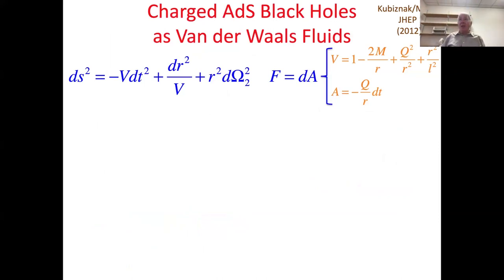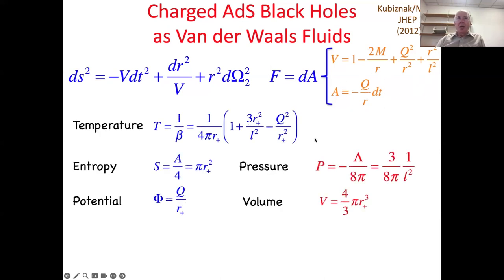So a couple of years before that, what got David and I involved with this is when we looked at charged AdS black holes, and we discovered they thermodynamically behave just like van der Waals fluids. So when I have a black hole with electric charge, the metric looks very similar in 3 plus 1, except for this Q squared over r squared term due to the electromagnetic gauge potential, Q over r. And it's straightforward to compute the temperature, the entropy, the electromagnetic potential at the horizon, and of course, the pressure.